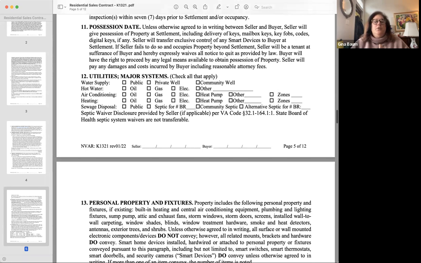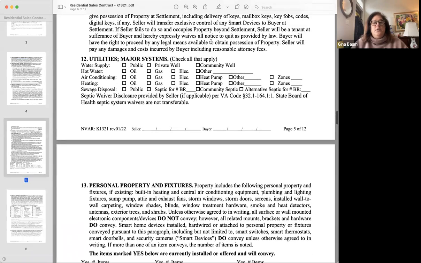Possession date, unless otherwise agreed to in writing, the seller and buyer will give possession of the property at settlement, including delivery of keys, mailbox keys, key fobs, codes, digital keys, if any. Seller will transfer exclusive control of any smart devices to buyer at settlement. If seller fails to do so, occupies the property beyond settlement, seller will be a tenant at sufferance of buyer and hereby expressly waives all notice to quit as provided by law. Buyer will have the right to proceed by any legal means available to obtain possession of the property. Seller will pay any damages and costs incurred by the buyer, including reasonable attorney's fees.